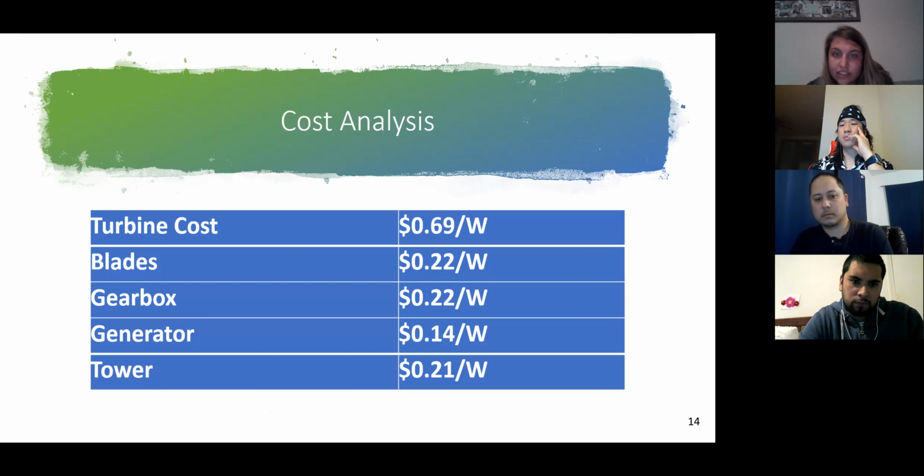Here's our cost analysis. This is just an overall breakdown of what we were able to conclude from our project. This is displayed for you to view.